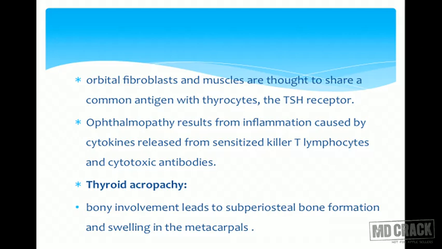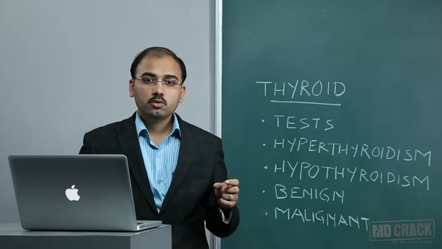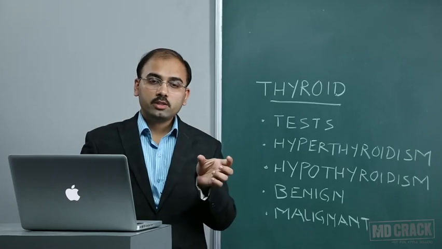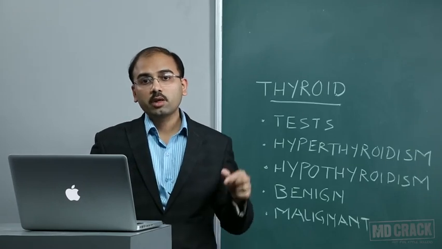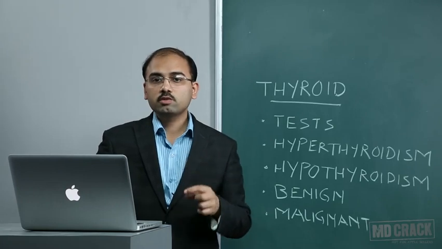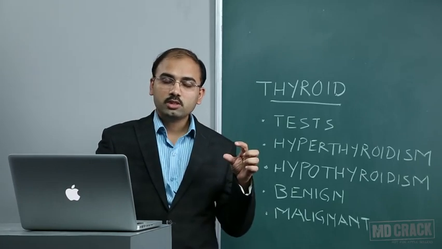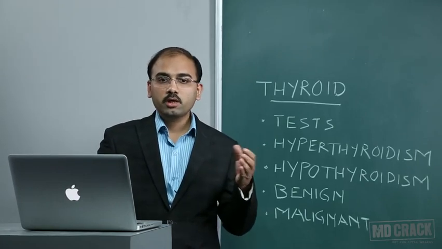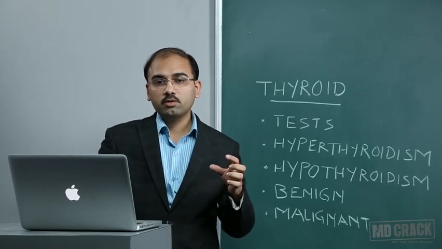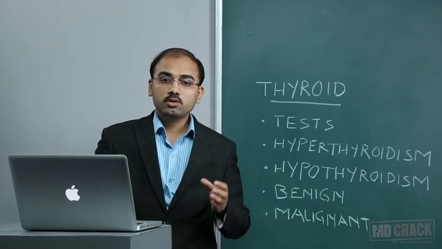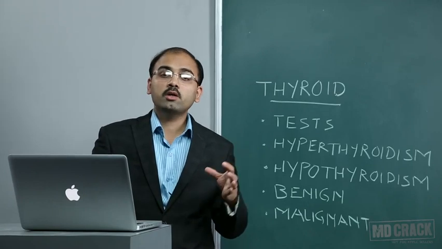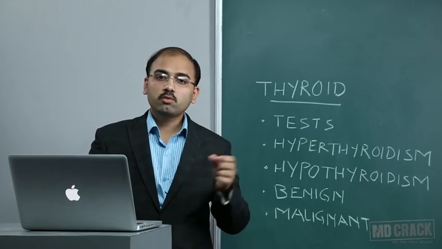Next, we have the term thyroid acropathy. It is the bony involvement that leads to subperiosteal bone formation and swelling in the metacarpus. You may be asked a question, 'Thyroid acropathy is best described by', and they will give you 4 options in which this sentence will be there. You should choose this sentence properly because you may confuse acropathy with other diseases, as acropathy doesn't directly strike the mind as to which structures are involved.